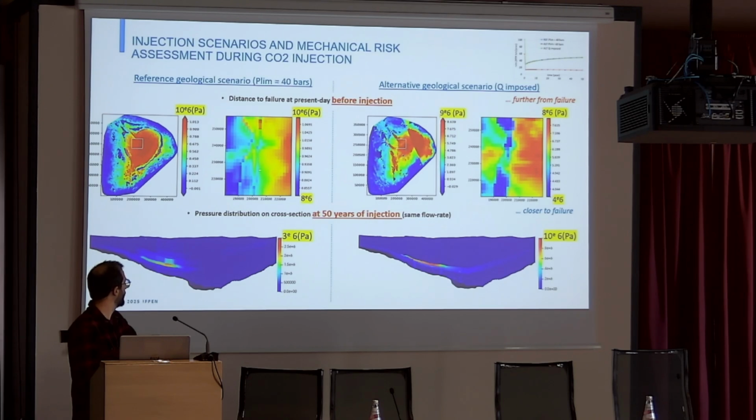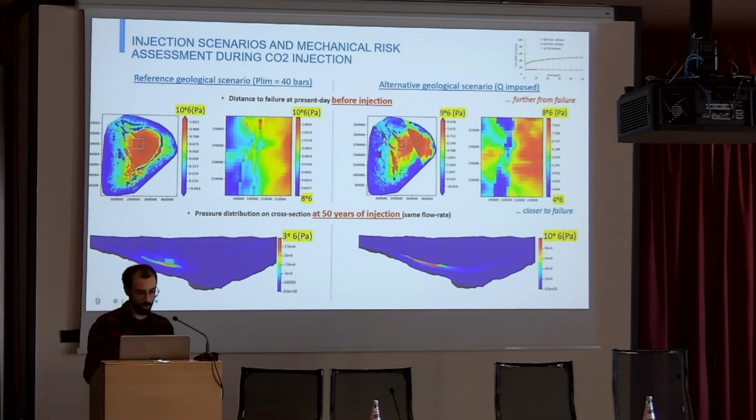Here we are quite far from failure. Here we are closer. And after 50 years of injection, we have the result. So just a little word about the scenario. We have only one well at the center of the square, and the flow is controlled by a limit pressure of 40 bars. For the alternative geological scenario, in order to have exactly the same flux, we extracted the flux from the reference scenario and put it in the alternative scenario, in order to have exactly the same amount of CO2 in both scenarios.